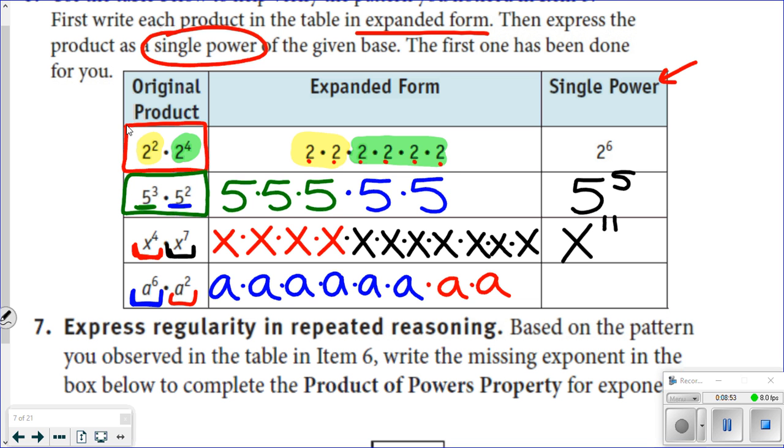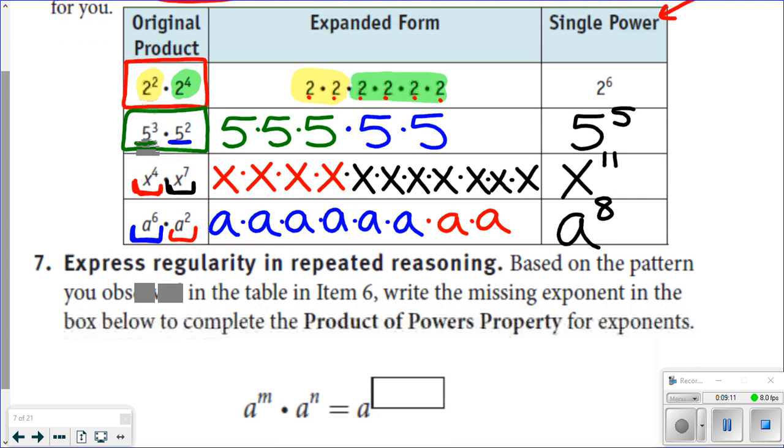So count them all out. A is the base, the big number. I have 8 total, so that's my exponent. All right, here's what we need to do.